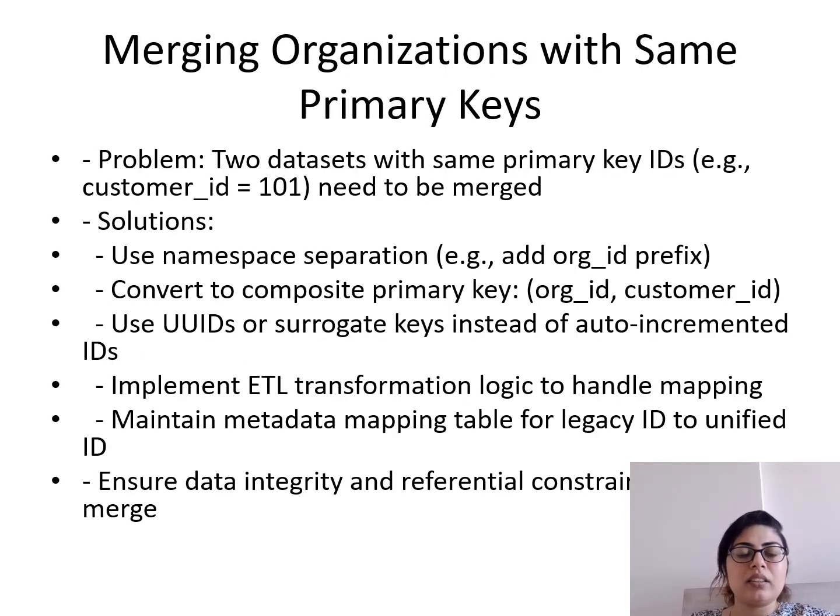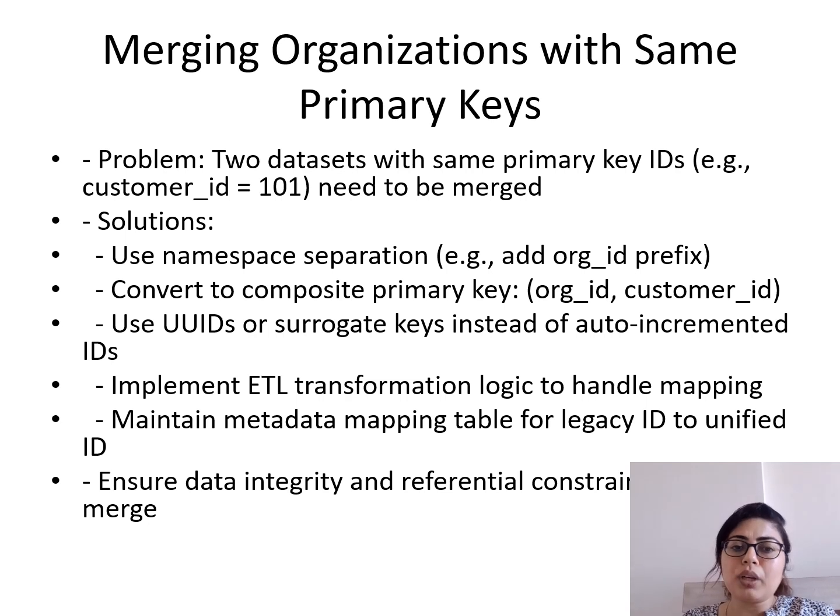So let me share one of the scenarios where an interviewer asks you: if we have the same primary key in different organizations, and now you are going to merge data. This is the problem statement. For example, customer ID 101 has the same primary key. The solution is to use namespace separation. By doing that, you differentiate them. Then you need to convert to a composite primary key. You can create a composite primary key on org_id and customer_id.